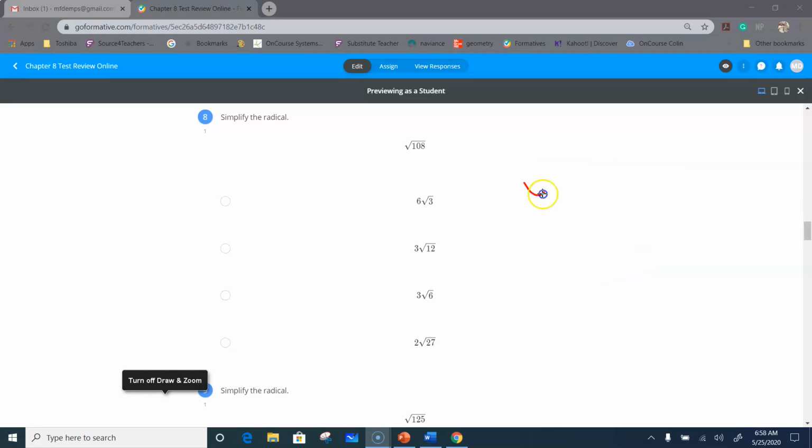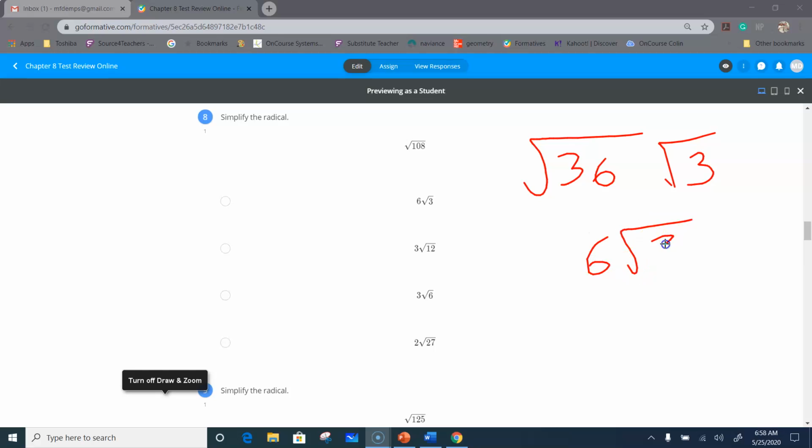108 divides evenly by 36. Okay? Good to probably have a calculator handy to do some of these. They won't simplify the radicals, but 36 times 3, I can just double check that. I can keep taking those perfect squares and dividing them into 108. Find the largest one that divides into 108. So the square root of 36 is just 6. Square root of 3.